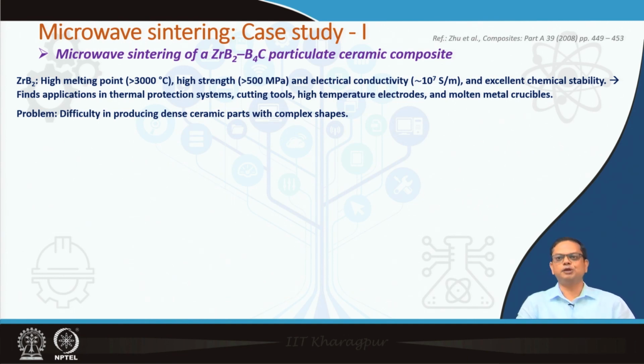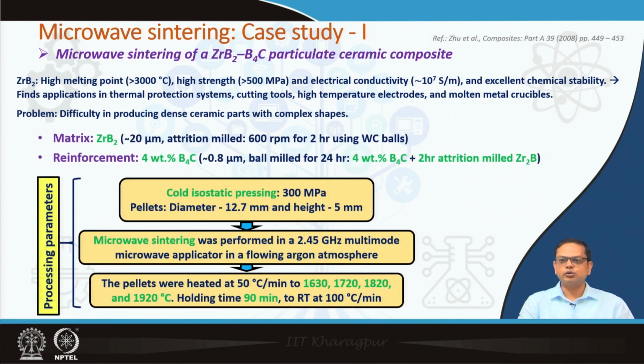However, the basic problem of ZrB2 is that it is difficult to densify, because ZrB2 particles have a very thin layer of oxide on them, and that hinders densification. So, in today's class we will use microwave sintering to densify ZrB2. Let us see how the material could be prepared.